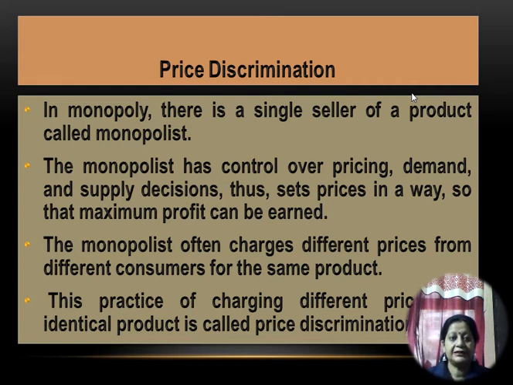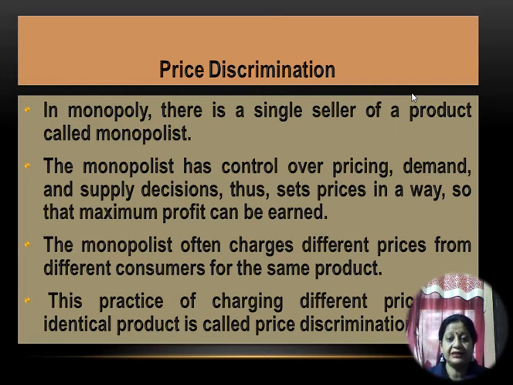Now, price discrimination. In perfect competition we have talked about a homogeneous product. That means every seller is selling the same product at the same price. If we talk about price discrimination, that means the seller, in order to earn maximum profit, can charge different prices from different customers. So that is known as price discrimination.